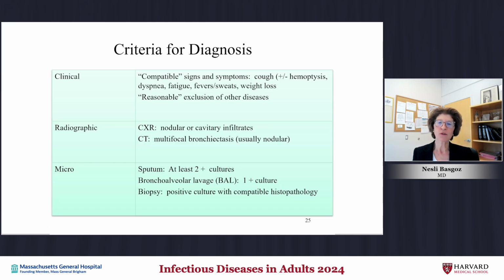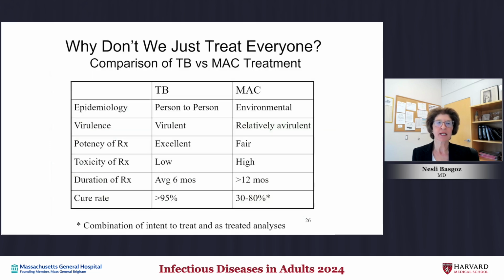Radiographically, you want to see nodular or rarely cavitary infiltrates. And the CT often shows multifocal bronchiectasis. Because of colonization without infection, they ask you for at least 2 positive cultures of expectorated sputum, or 1 positive lavage, or 1 biopsy with organisms seen, a positive culture, or compatible histopathology. Now, unfortunately, these are not validated guidelines. Why don't we just treat everyone? Why do we worry about whether this represents disease or not?